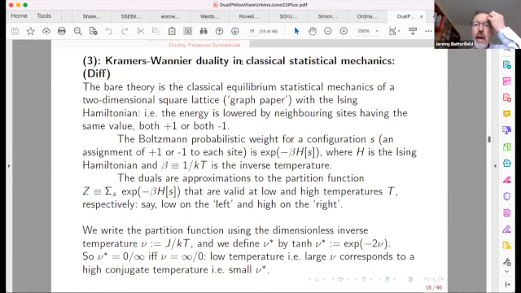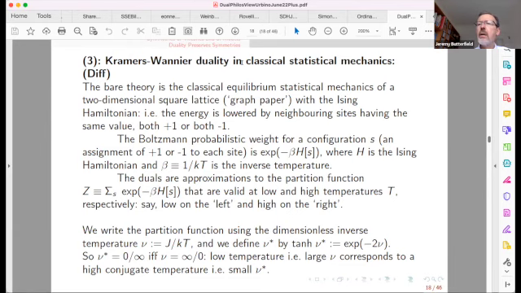This has more algebra in it. It's Kramers-Wannier duality in classical statistical mechanics. So it's an example, I say, of different subject matters. The Bare theory is the classical equilibrium statistical mechanics of a two-dimensional square lattice.